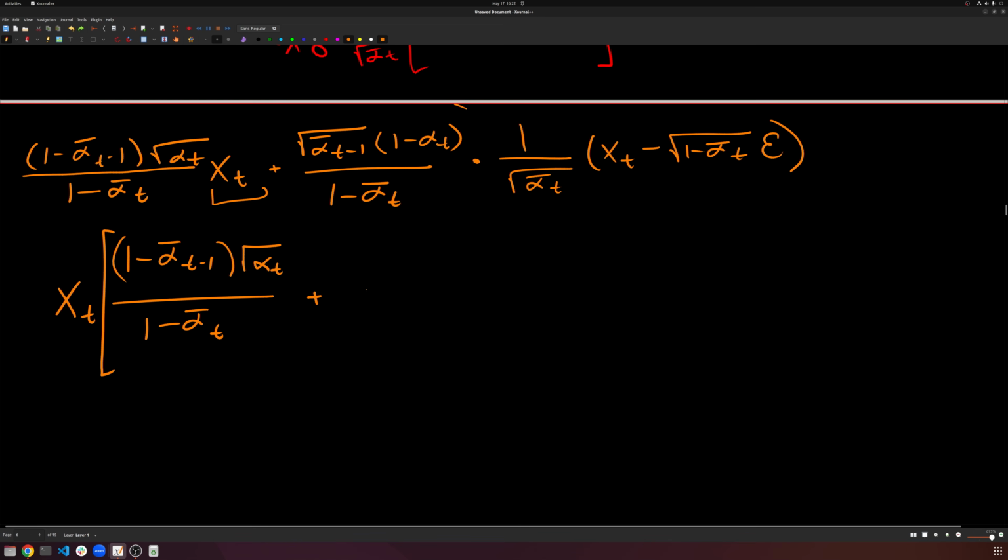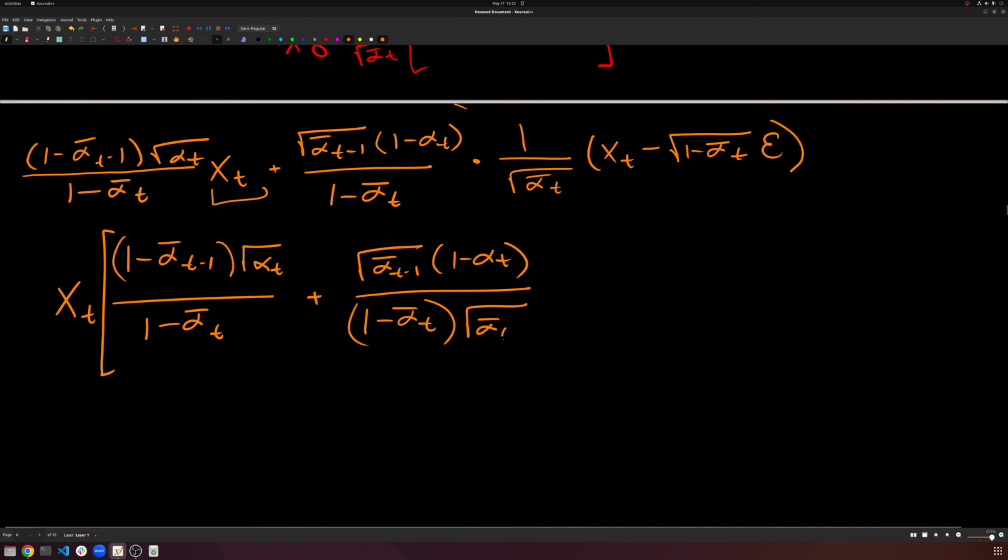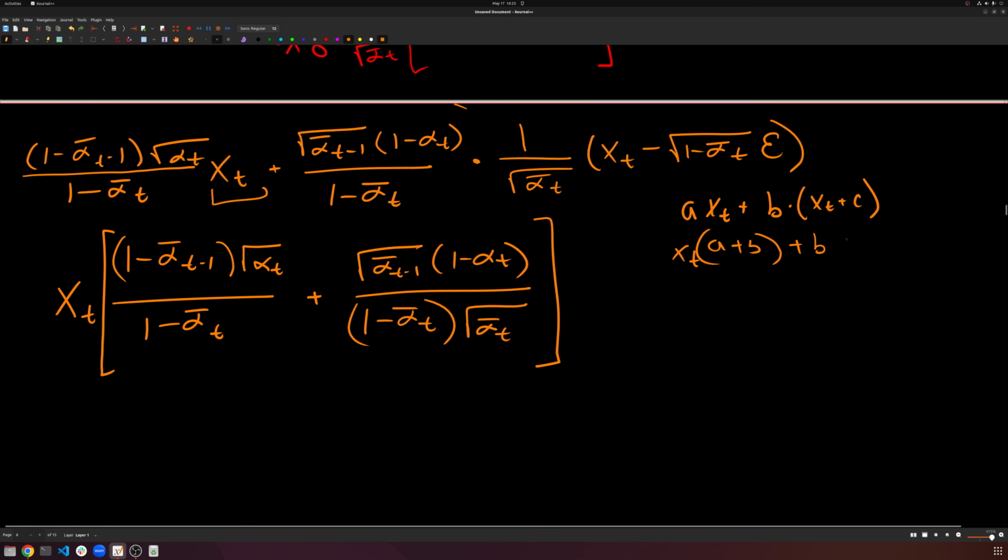It's going to be square root alpha hat t minus 1, 1 minus alpha t over 1 minus alpha hat t. And then we also have this square root of alpha hat t, right? So it's going to be square root alpha hat t. And so that's the first term. That's just me taking my xt because I basically have right now something that looks like a times xt plus b times xt plus c. So what I'm doing right now is xt times a plus b, plus c. I'm just grouping the xt together just like that.